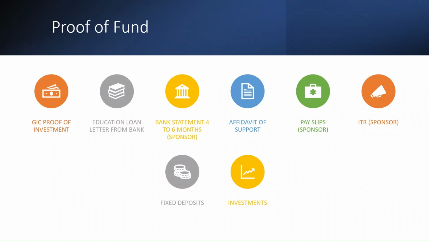Basically, there is a source of fund, where you are getting funds from, and your expenses. Your expenses are basically your tuition fees, your food and lodging, and other expenses. Ideally, your source of fund, the funds that are available to you, should be higher than the expenses that you are going to incur in Canada. So you need to mention your source of fund. If you have made a GIC investment, you need to attach a receipt for that. If you have taken a loan from a bank, that is your source of fund.